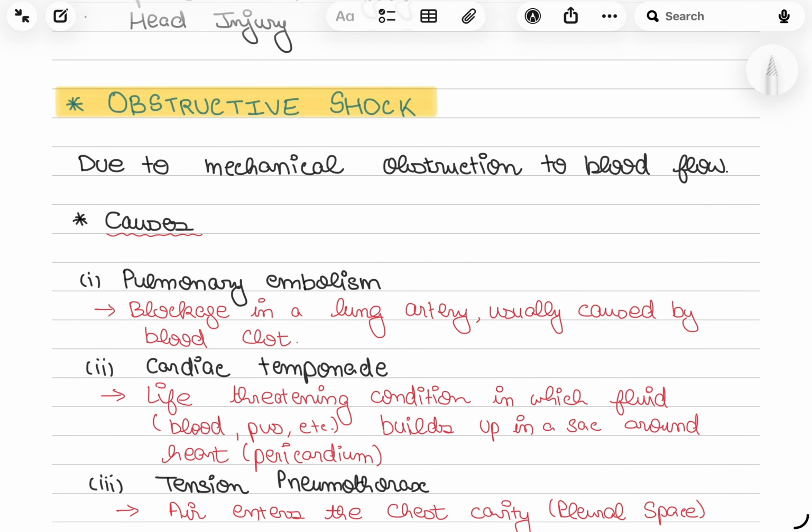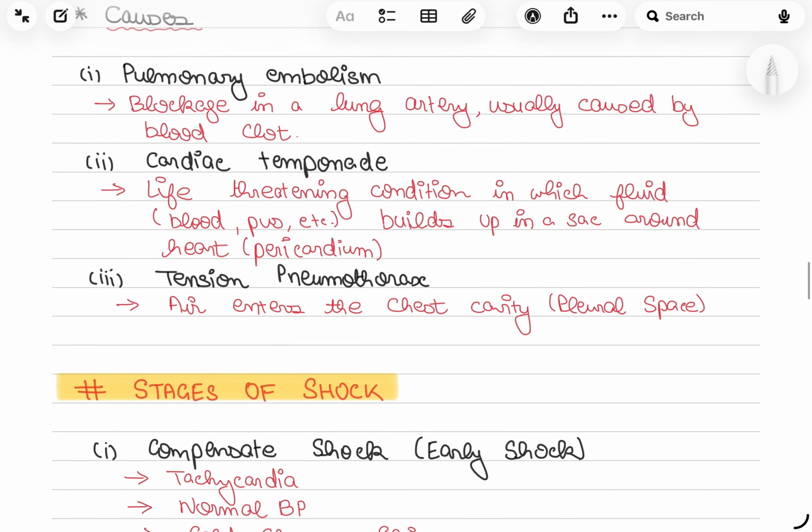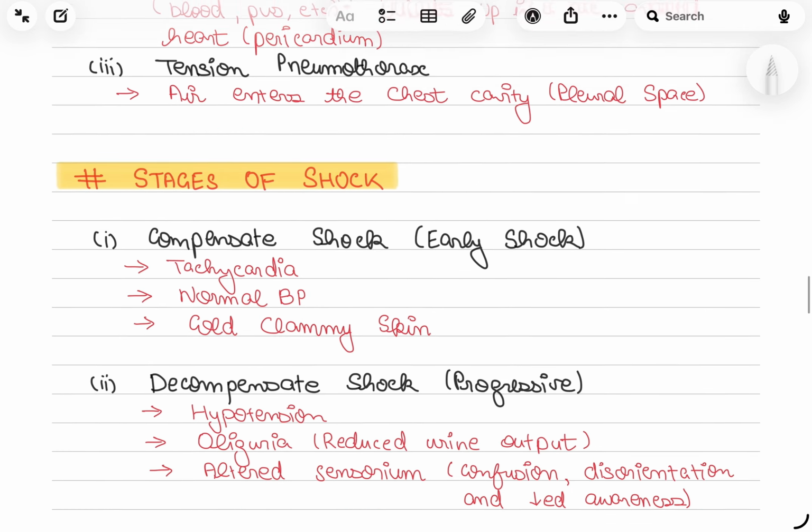So we'll come to the fourth type of shock, that's obstructive shock. This occurs due to mechanical obstruction to the blood flow. And what are the causes? The causes are pulmonary embolism, in which there is a blockage in the lung artery, usually caused by blood clots. Cardiac tamponade, a life-threatening condition in which fluid builds up in the sac around the heart. And tension pneumothorax, in which air enters the chest cavity.